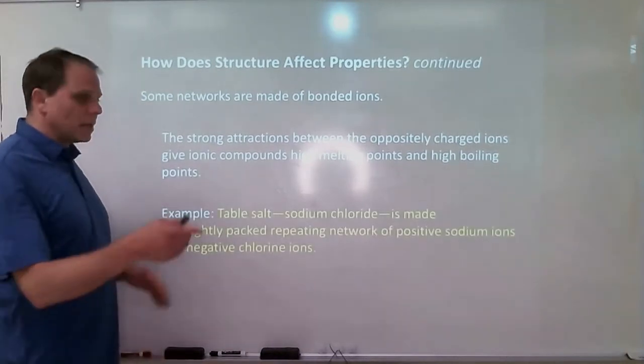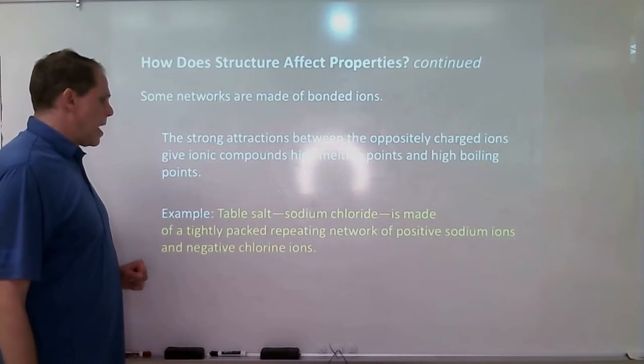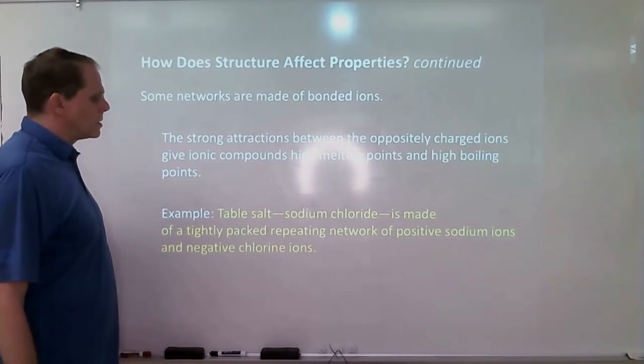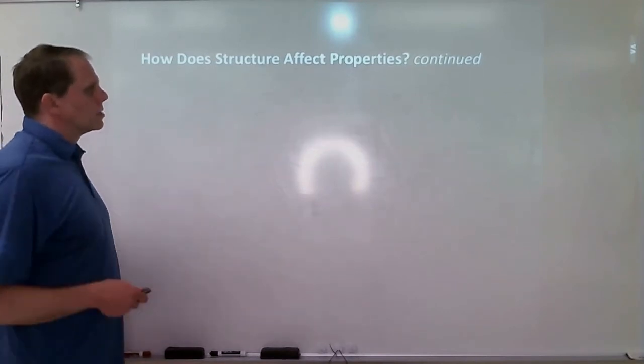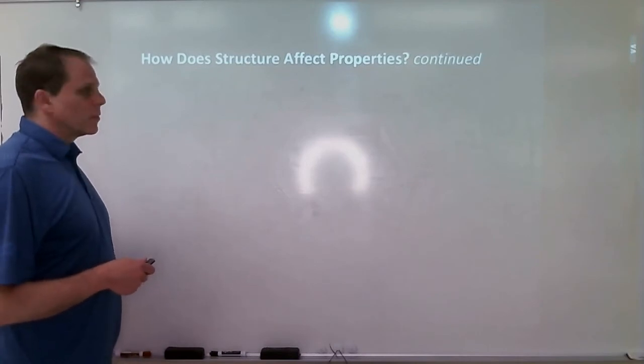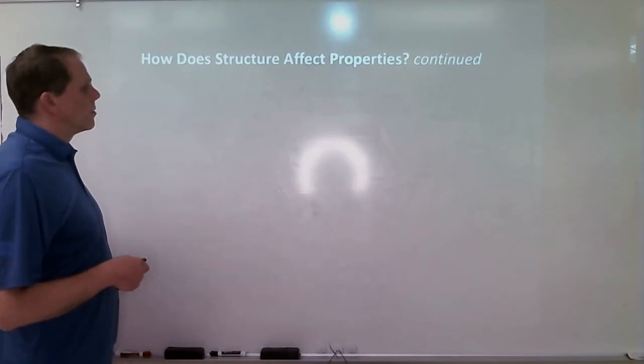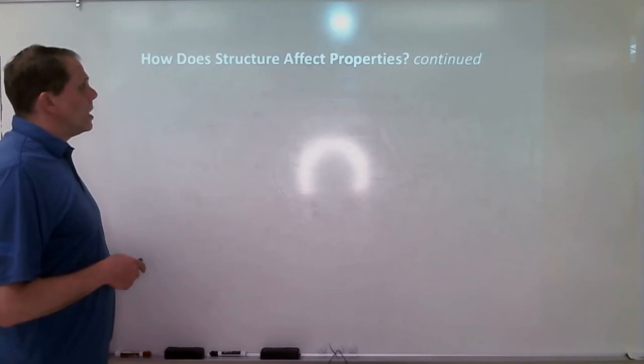So that's our table salt. I already showed you that one. Tightly packed, sodium ions are positive, chlorine ions are negative, and they're in an interspaced arrangement there, where 6 of them are attached to every one. All right, so let's continue talking.